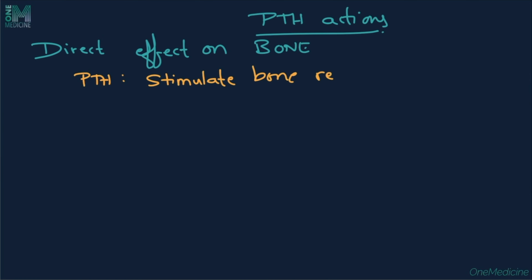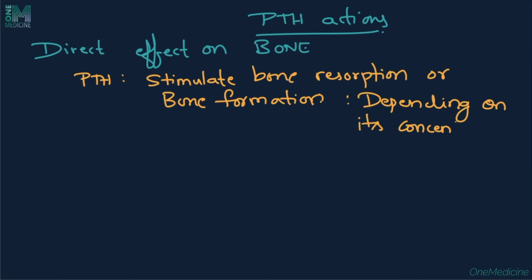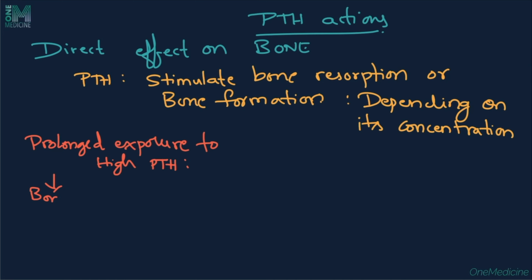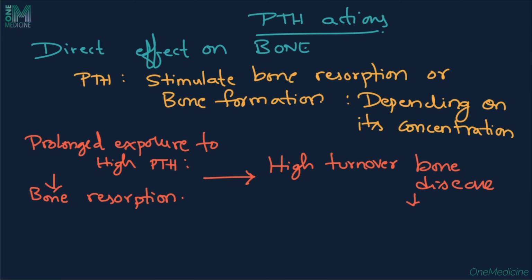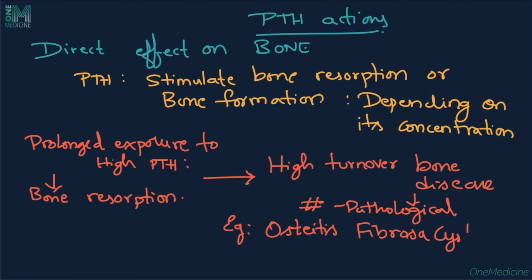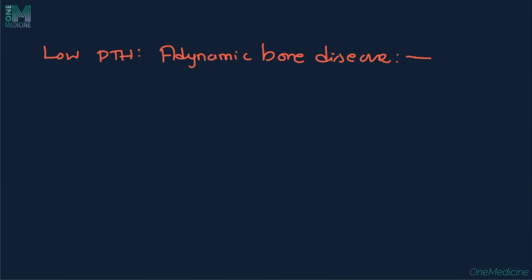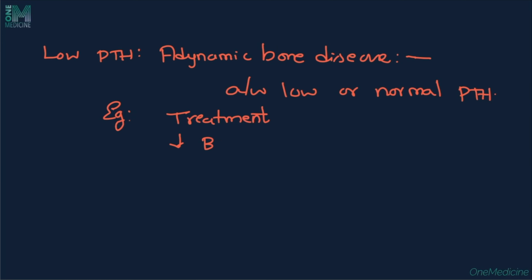Parathyroid hormone stimulates bone resorption or bone formation depending on its concentration. Prolonged exposure to higher concentrations of parathyroid hormone favors bone resorption, which results in a high turnover bone disease and causes bone pain and increased fracture risk, as seen in osteitis fibrosa cystica. Adynamic or low turnover bone disease is associated with low or normal parathyroid hormone levels, which may be a result of treatment, and decreased bone resorption and formation.